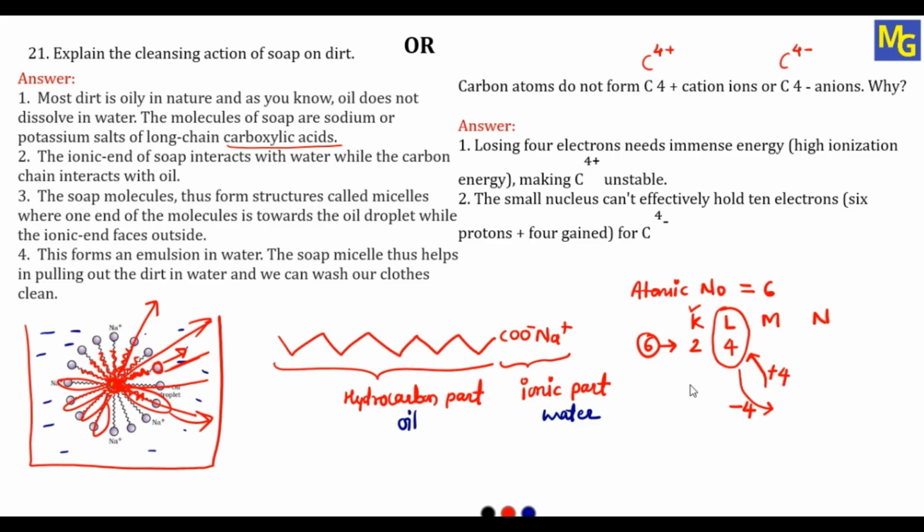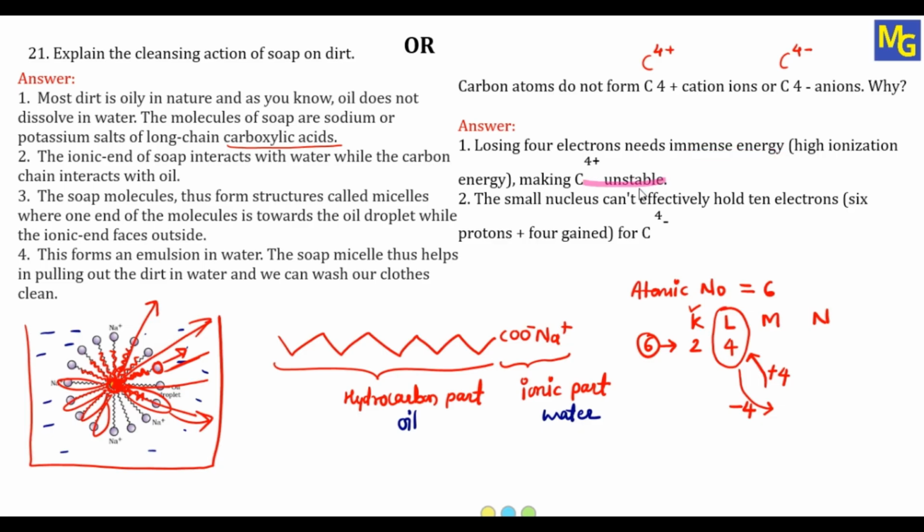But what happens? Now see, first point, losing 4 electrons needs immense energy, that is high ionization energy, making C plus 4 unstable. As we all know, whenever any metal loses an electron, if it is losing the first electron, it requires energy. If it loses 2 electrons, it requires more energy. And now here, carbon has to lose 4 electrons. It requires a large amount of energy. The energy required for removal is also called ionization energy. Whenever any metal loses an electron, it is called ionization. So here carbon has to lose 4 electrons, which requires immense energy, and because of that this process is unstable.